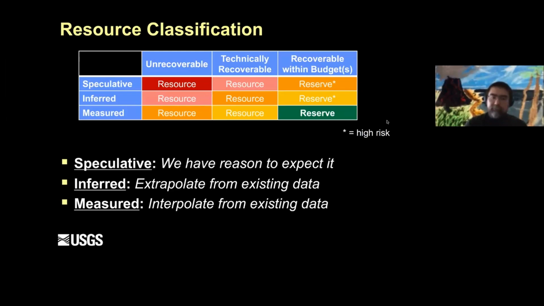Inferred means we have a good understanding of the properties of the resource, its quality, quantity, and variability, but we don't have it in the location of interest. We have to extrapolate from existing data. Measured means we have data from the site of interest of sufficient quality and quantity that we can robustly tell you the quantity and quality of the resource deposits in the area. You're basically interpolating from data around the site. Okay, next slide.